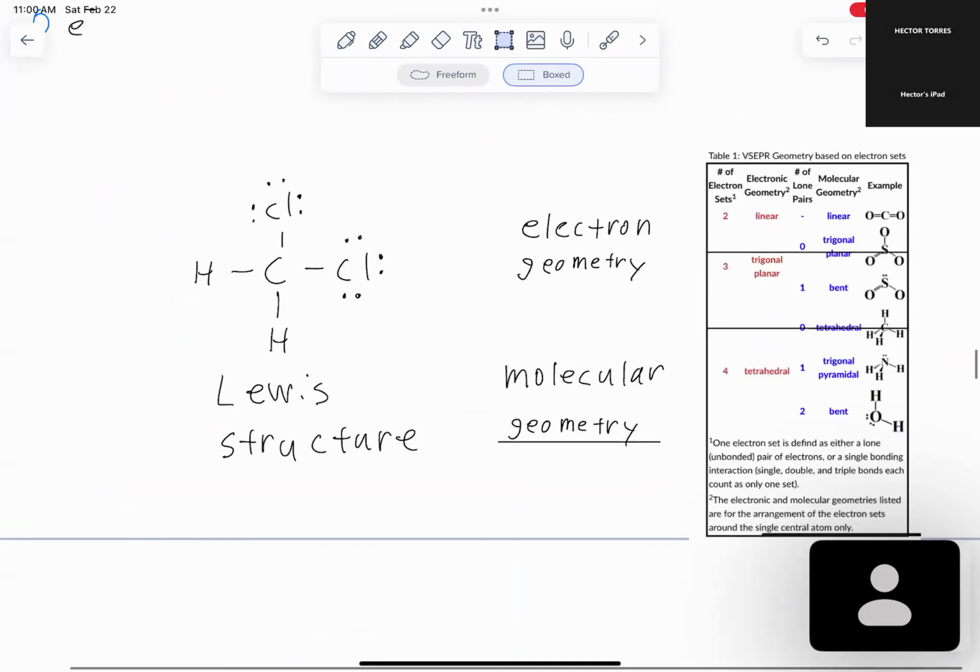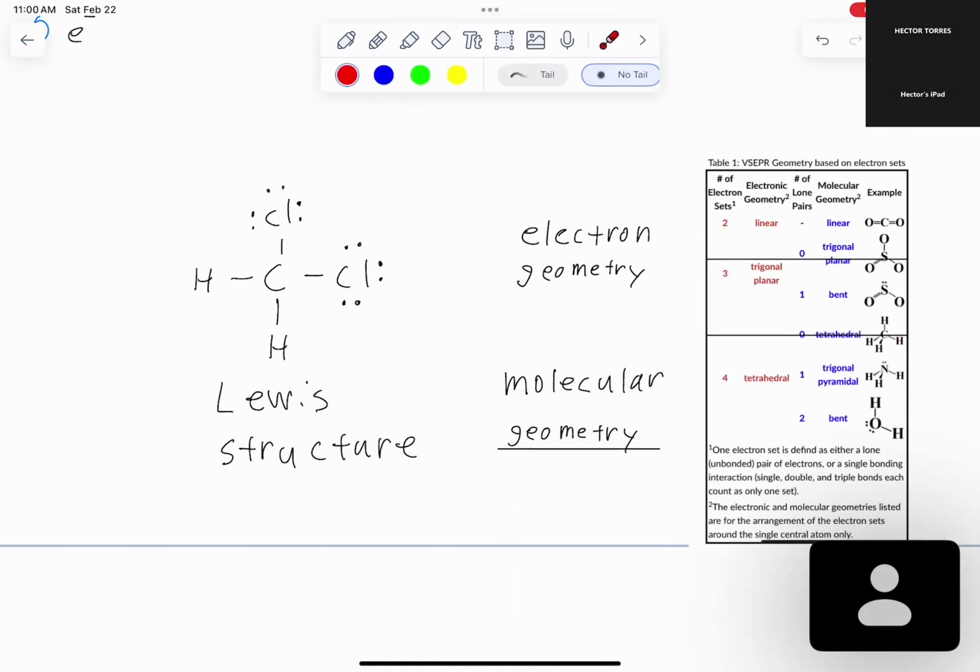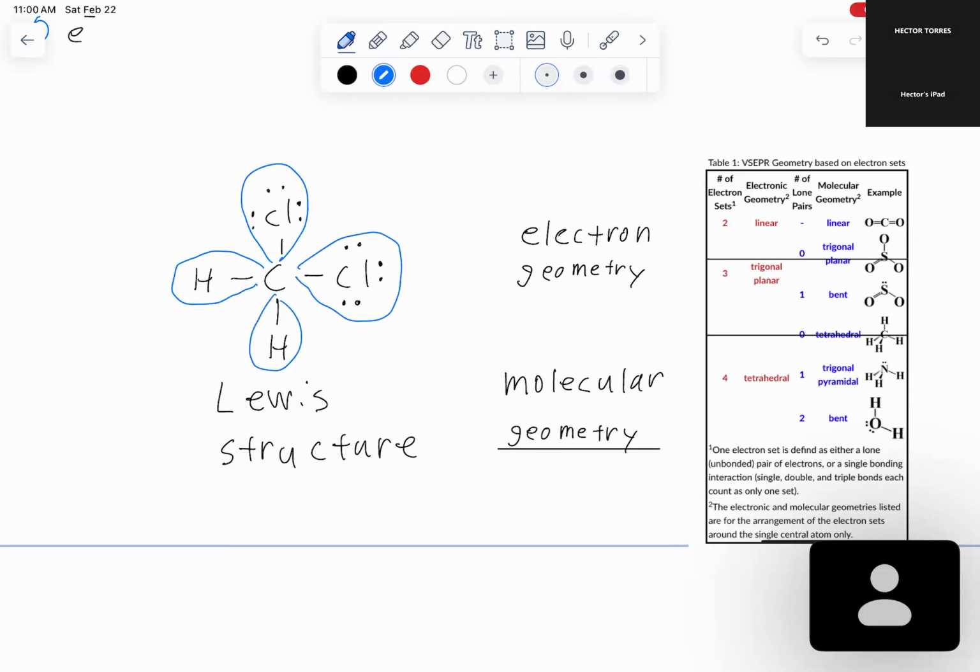I really like the table that's in the procedure. I think it's really, really helpful. Using that, the first thing to know is the number of electron sets. We're going to look at carbon as the central atom and see how many electron sets are around it. So we have 1, 2, 3, 4. I'm going to number those. We have 4 different electron sets around it. That means that our electronic geometry is going to be tetrahedral.